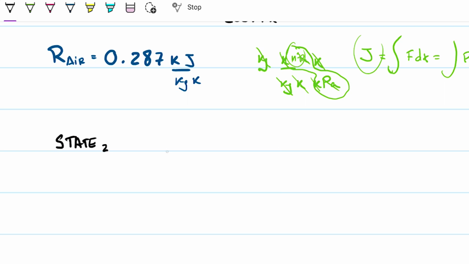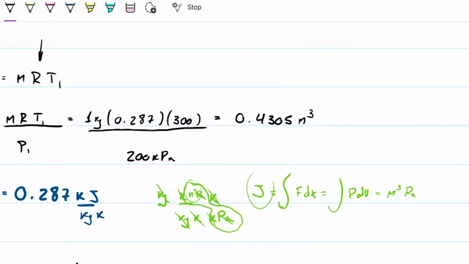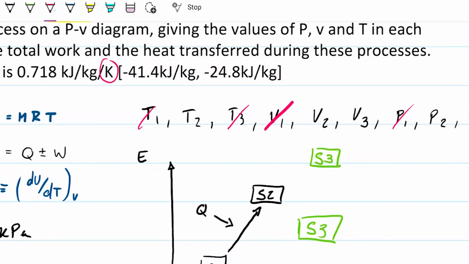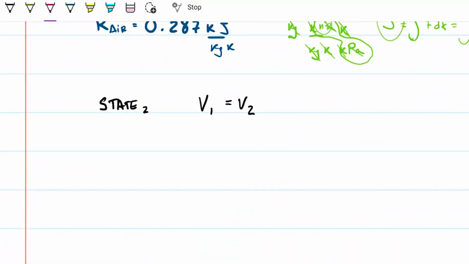We know there's no change in volume, so we know that volume 1 equals volume 2. So wait, we already know that, so brilliant. So this is the case, then we know this guy too. What else? We know that C sub V equals du dt.